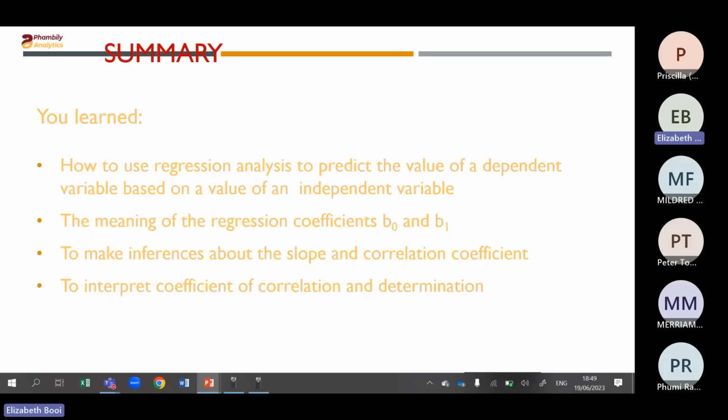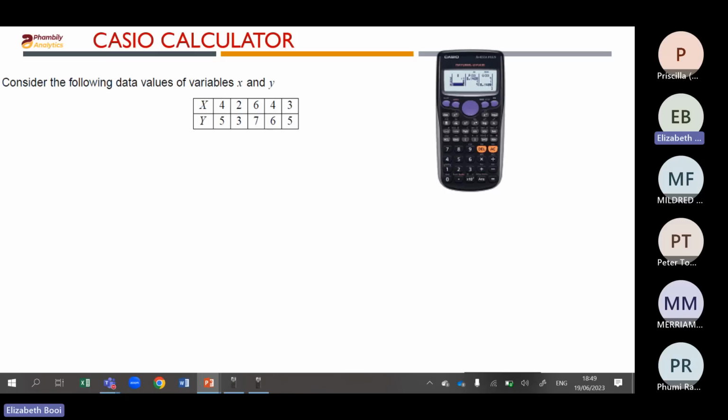Okay, so far you've learned the regression analysis, that it is used to predict the value of the dependent variable. You've learned the meaning of the slope and your intercept, and we learned how to calculate the slope, the correlation, and all that. But it doesn't end right there. I'm going to show you also how to use your calculator. Because I don't have my Casio open, we're going to use this one as an example. So we have our X and Y values, so we need to capture them on a calculator using the stat mode.